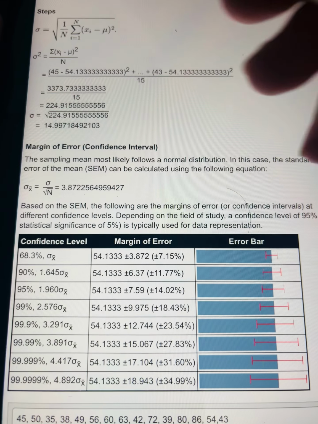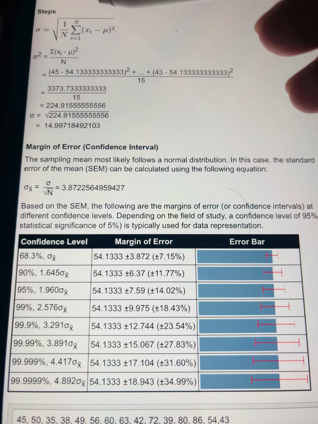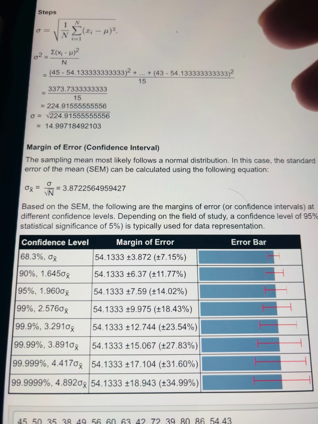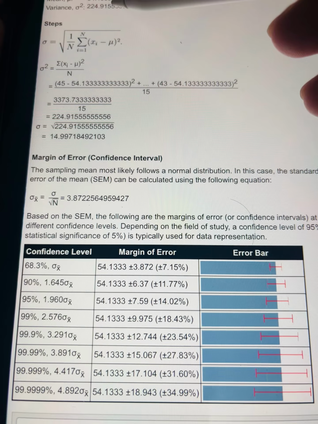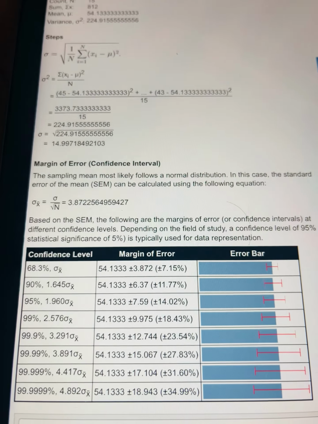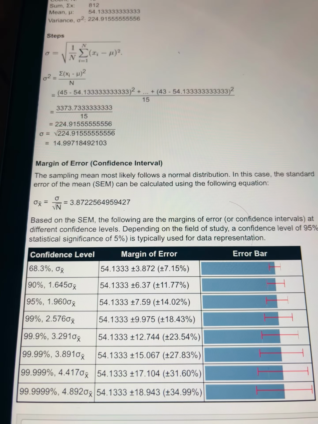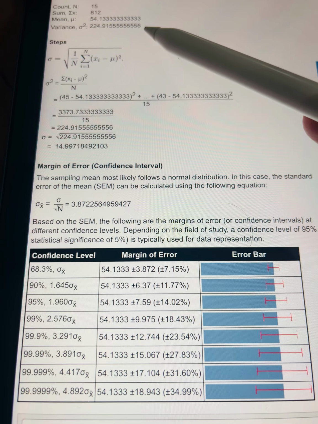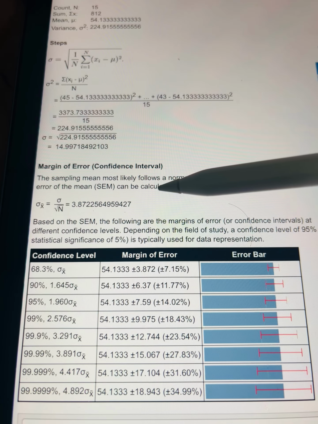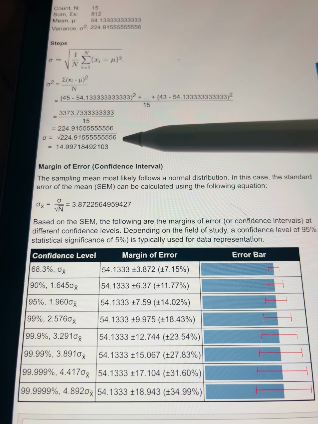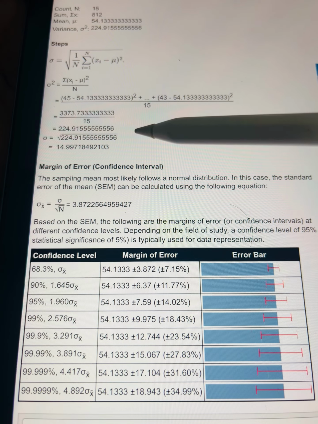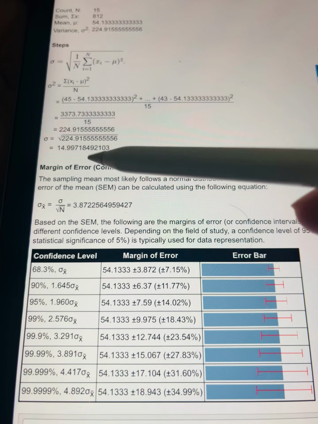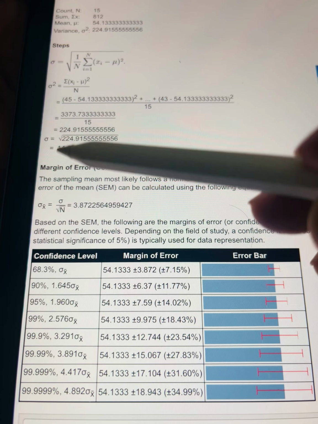And then of course our variance is 224.91, but we will be rounding it up because it's beside 5, so that will be 224.92. Again, the mean is 54.13. The variance is 224.92, and of course our standard deviation is 14.997. Round it up, that will be 15. Exactly 15, because 99 plus 1 will be 100, so we will be adding 1 also there.